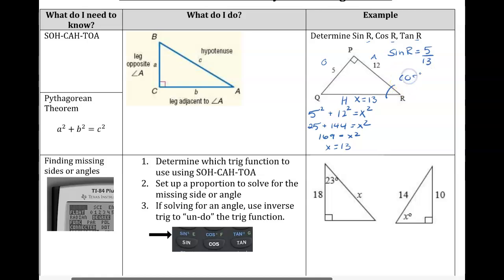Then we do cosine of R. That's the adjacent over the hypotenuse, so that will be 12 over 13. And last would be tangent of R equals opposite over adjacent, so that would be 5 over 12.